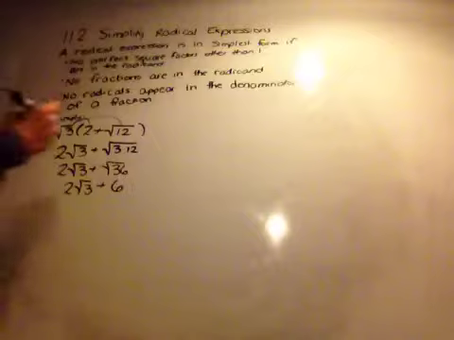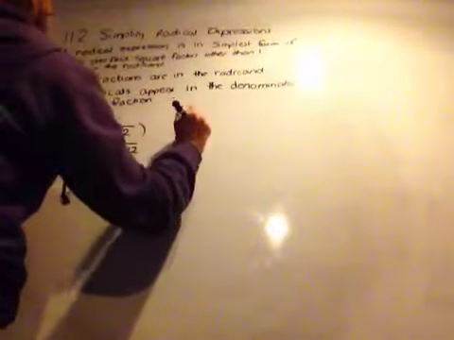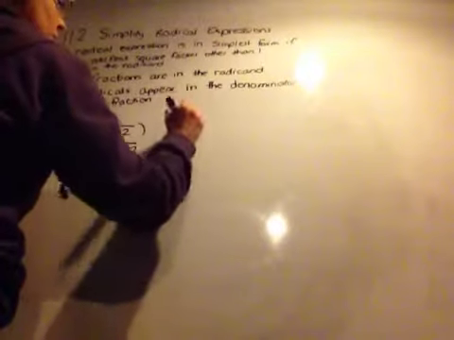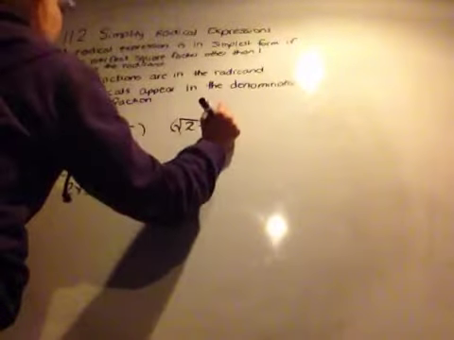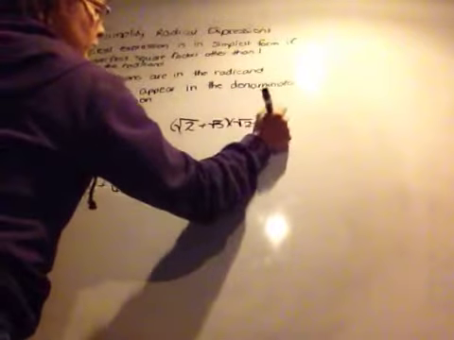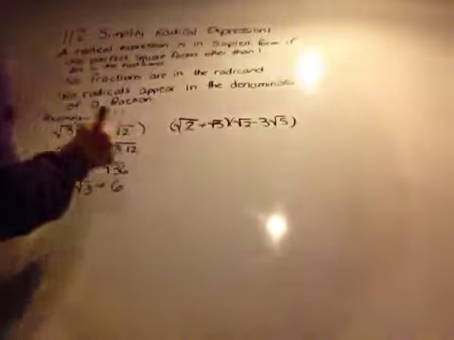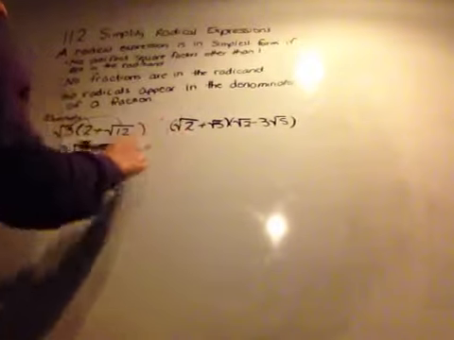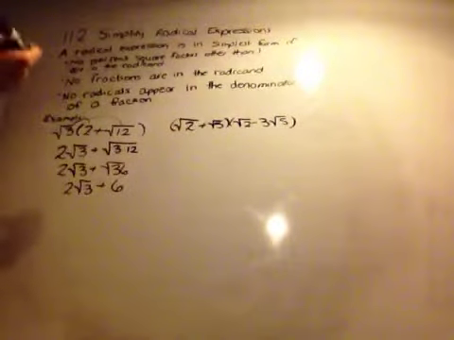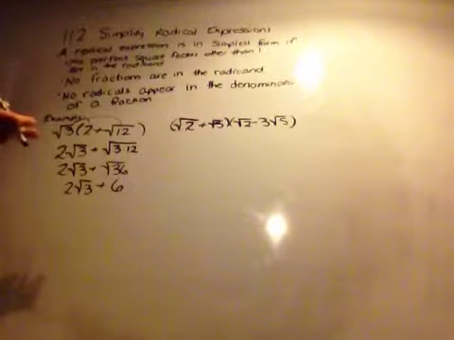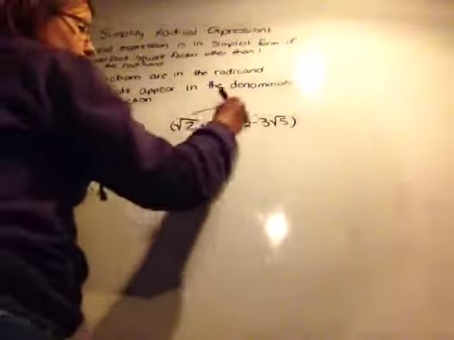The next one, so we have the square root of 2 plus the square root of 5 times the square root of 2 minus 3 times the square root of 5. So this one we're going to multiply out the same way you multiplied out binomials. So you can use FOIL, you can do it vertically, you can do it horizontally, you can use the distributive property. I'm just going to go ahead and do FOIL.